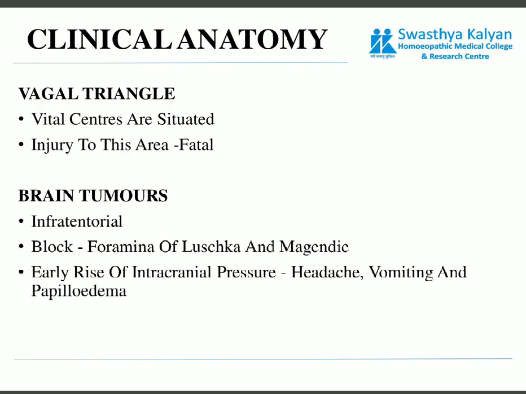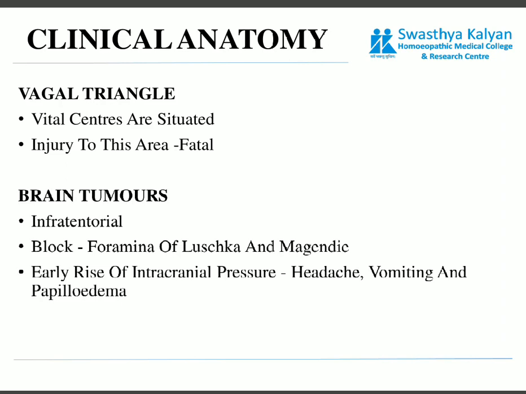Lastly, the clinical importance of the fourth ventricle. So, when we studied the floor of the fourth ventricle, we talked about the vagal triangle. Vagal triangle is significant because below it, there is the nucleus of the vagus nerve. Vagus nerve controls vital functions of the body. It controls digestion, respiration, cardiac functions. So, any injury in this area of the vagal triangle would affect the vital centers, would impact the vital functions of the body, and it can also prove fatal.